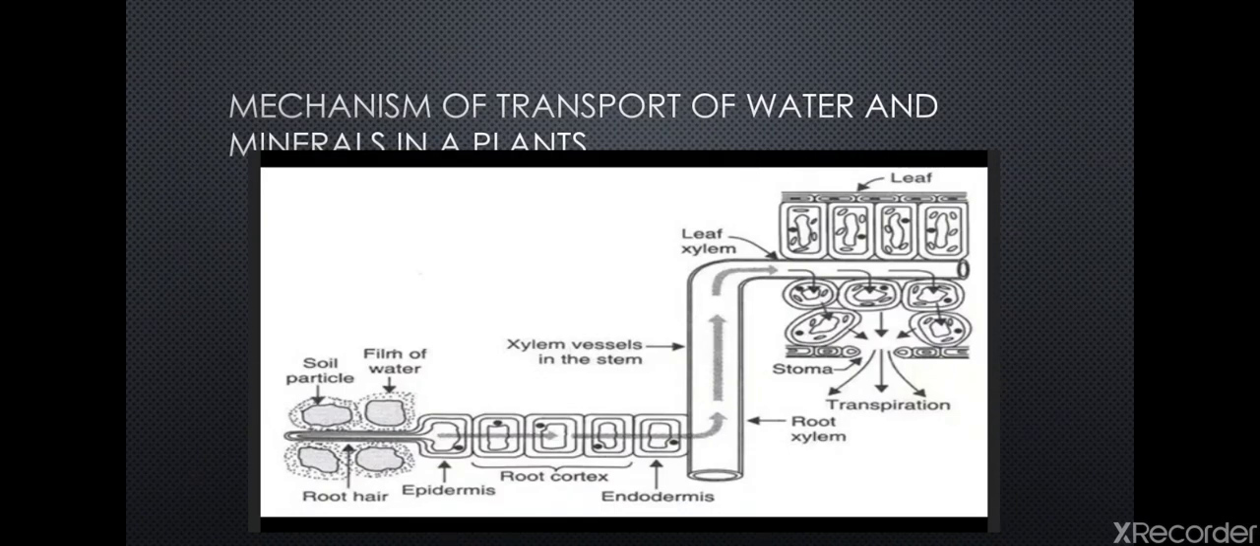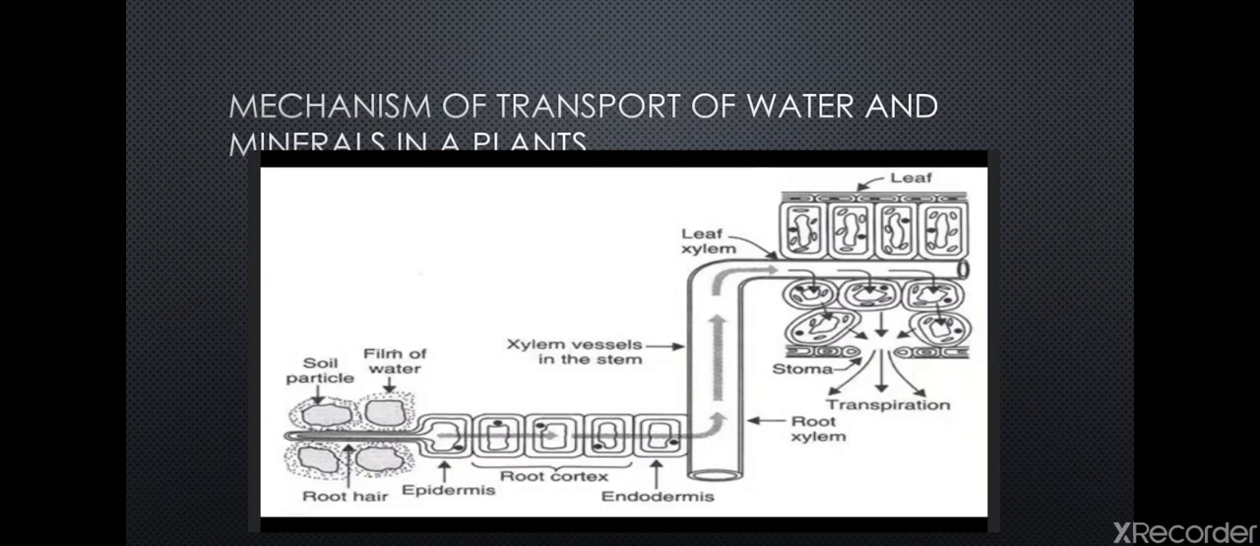So the water and minerals are carried by these xylem vessels in the stem and reach the leaves. So this is how the water and minerals are transported through the xylem vessels, through the stem to the leaves. And you should know that only about 1 to 2% of the water absorbed by the plant is used in photosynthesis and other metabolic activities, and the rest of the water is lost by the plant through the process of transpiration.